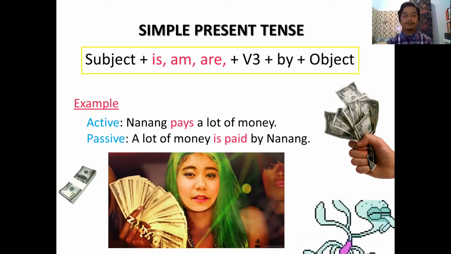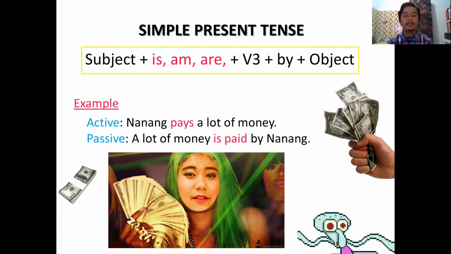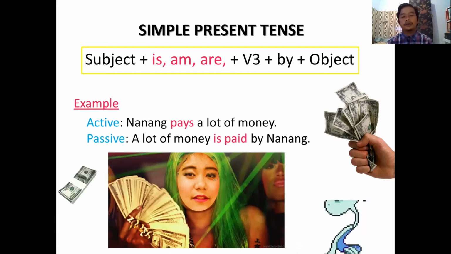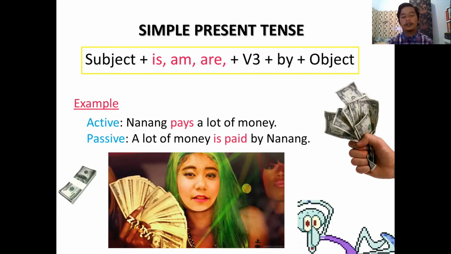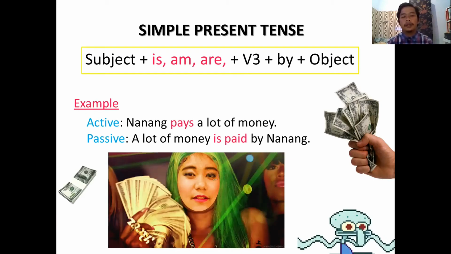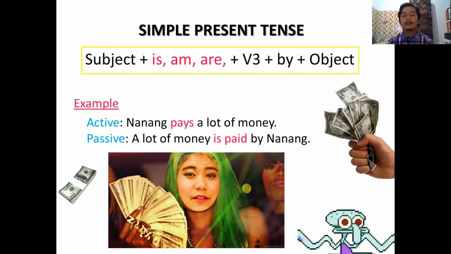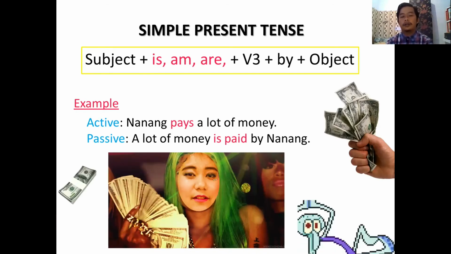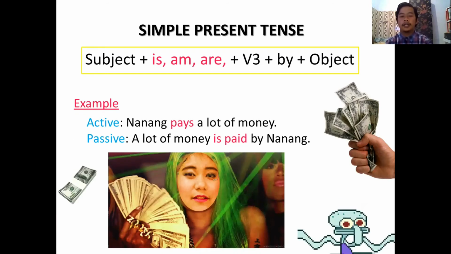Okay. Nanang buys a lot of money. And the passive is: a lot of money is, the subject, plus is, plus verb 3, and plus by and the object.